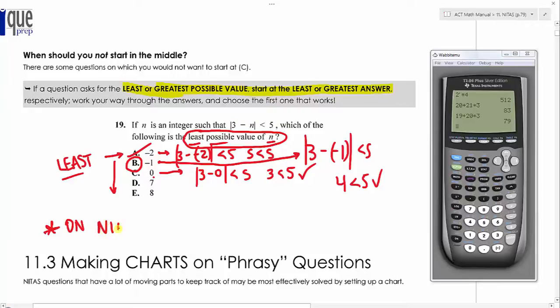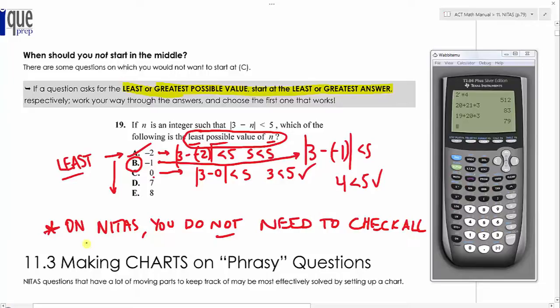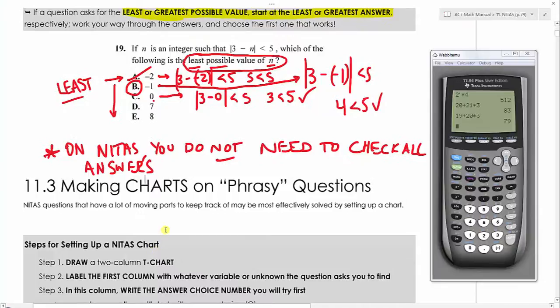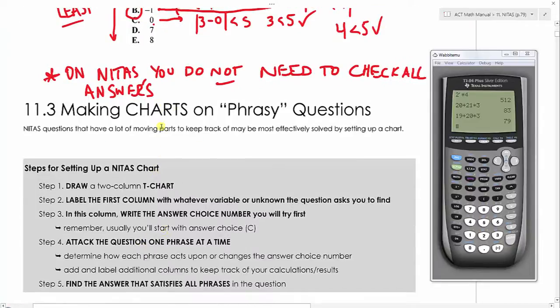So on NITAS, you do not need to check all answers. As soon as you find an answer on a NITAS question, that's it. You're done. You can stop. You can pick your answer and move on.